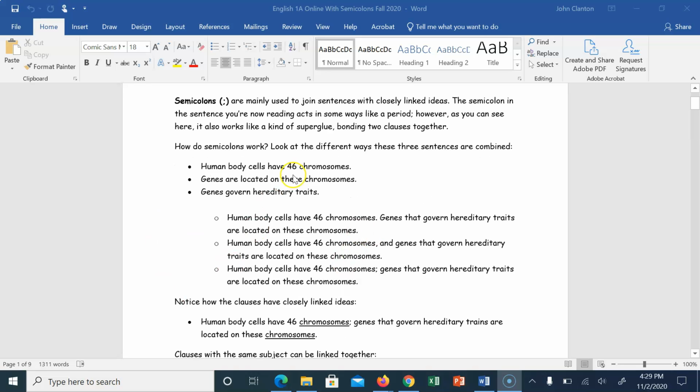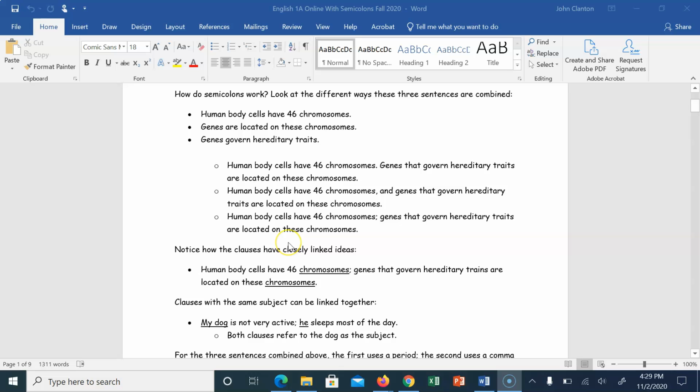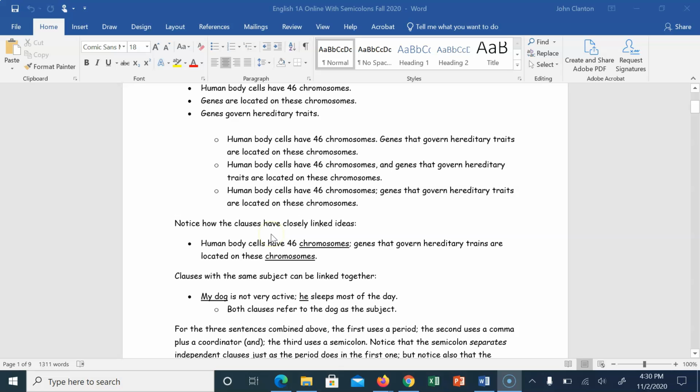Okay, so you have the three sentences about chromosomes. Now let's take a look. Well, first let's back up. So you can join them the conventional way with the period. So you have sentence, period, another sentence. You could also join two sentences together with the comma and the fanboy conjunction. Or, as we are going to practice this week, you can join them together with a semicolon and sometimes a semicolon and a transition. All right, so let's take a look at this example.